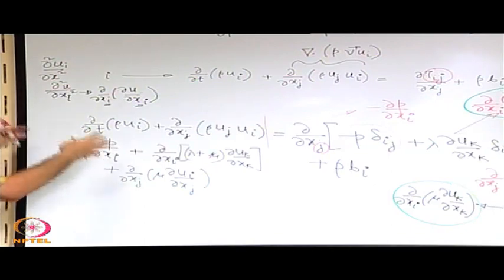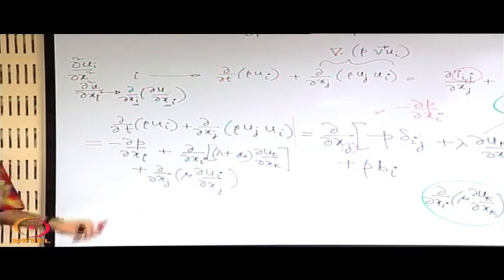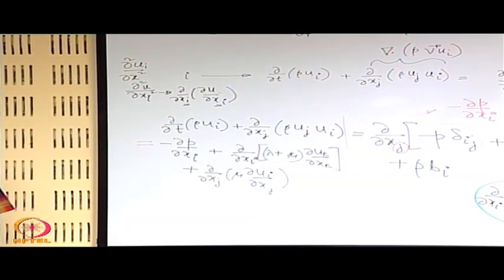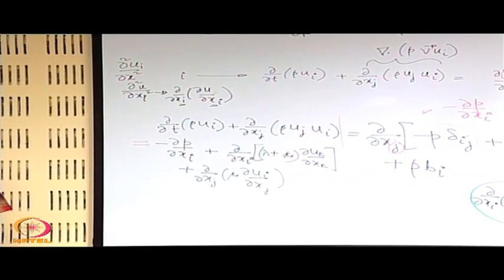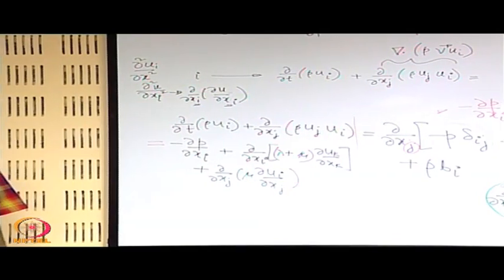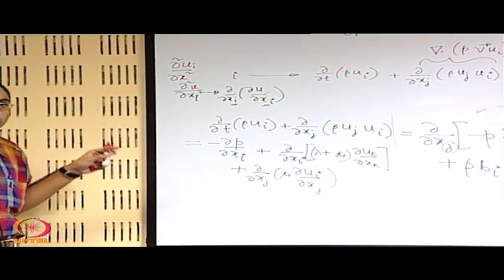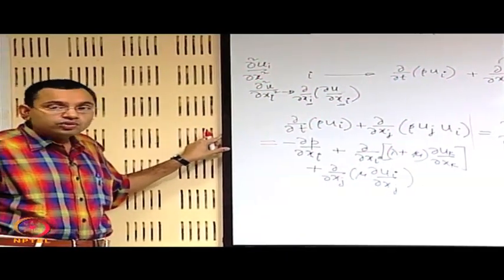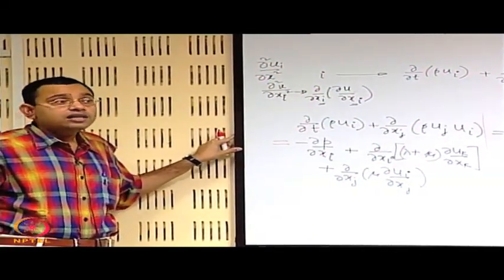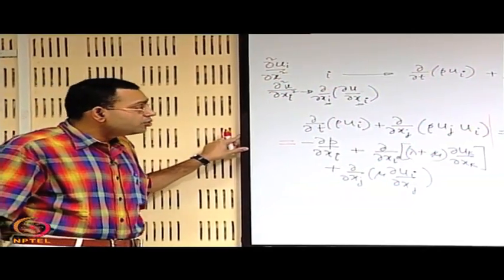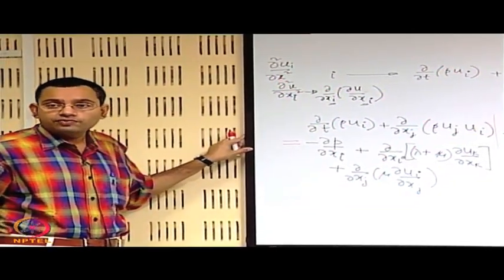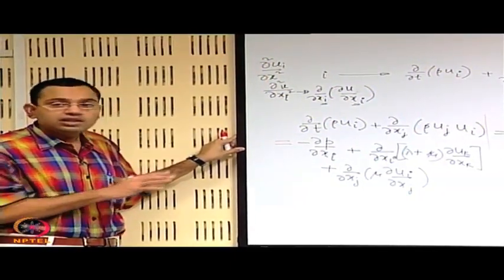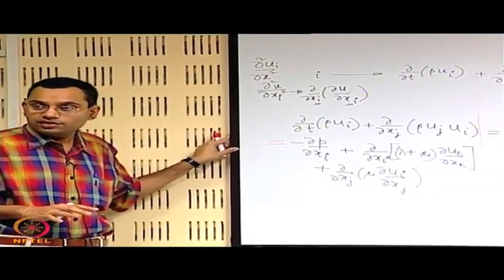So when we have come to this stage, let us recall the assumptions for which it is valid. What are the assumptions? First we started with a stationary reference frame, then the next assumptions: Newtonian fluid and homogeneous isotropic fluid. Stokes hypothesis not yet imposed, right.